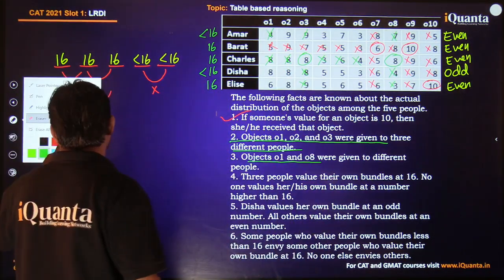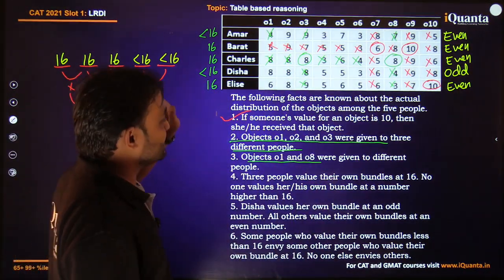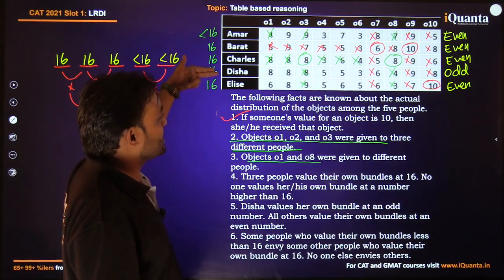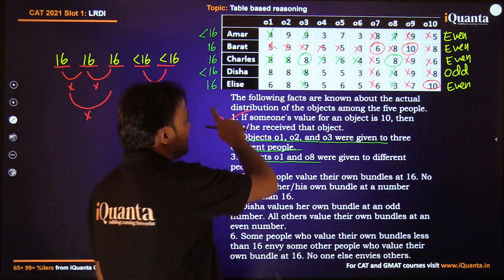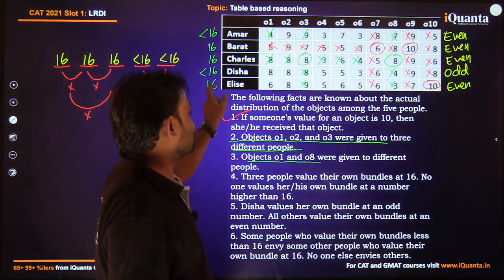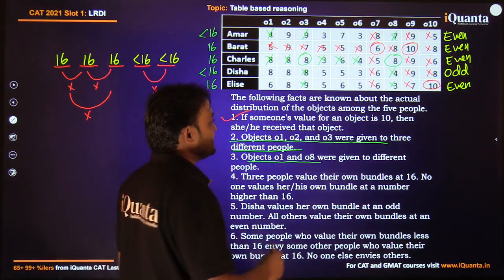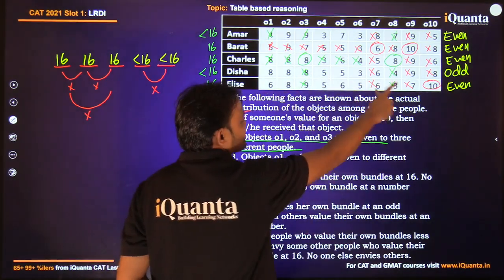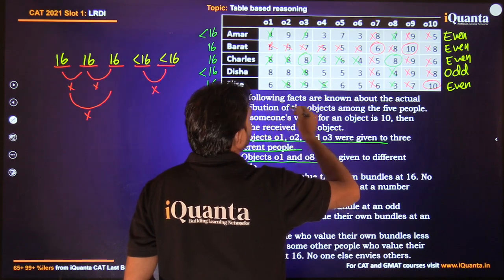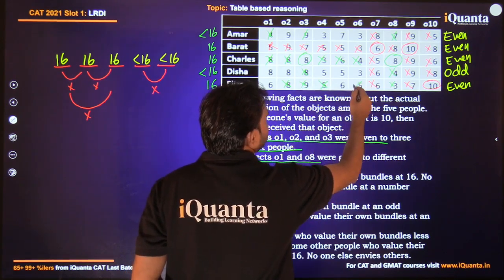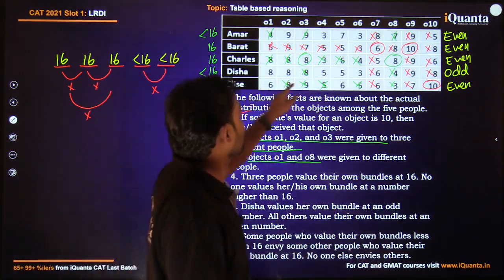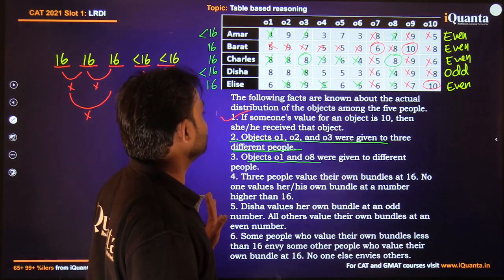Now, what's next? Charles is done and Bharat is done. What's left? Amar, Disha and Ellis. In the case of Ellis, the sum of the values of the objects Ellis received must be 16. So either this 6 or this 6, 10 is already there. Object 2, object 4 or object 6 cannot be received by Ellis. Only object 1 or object 5 can be received by Ellis.